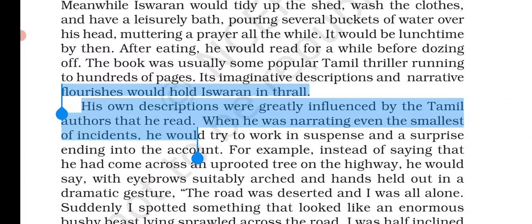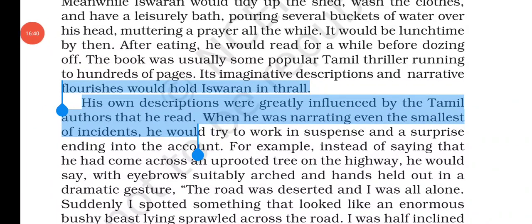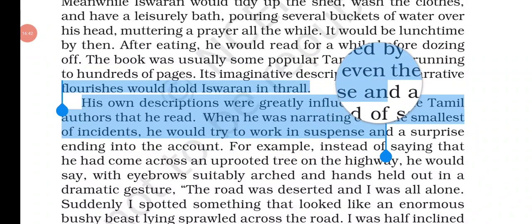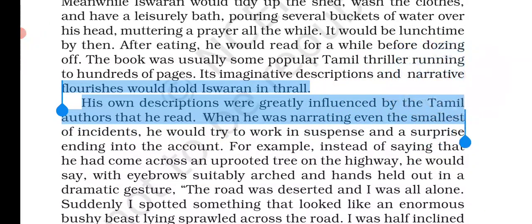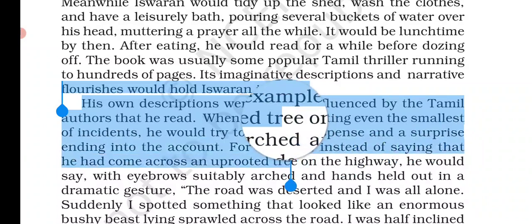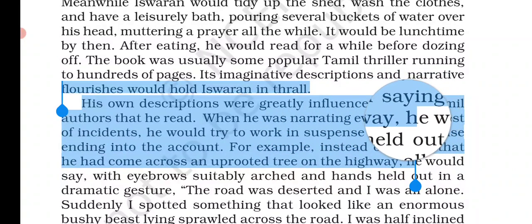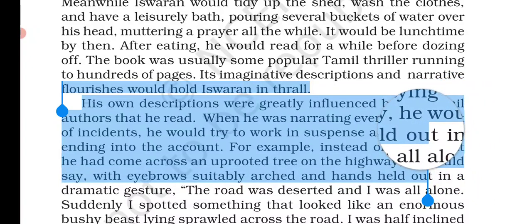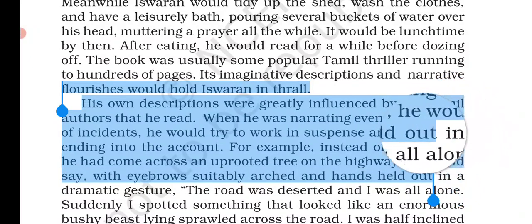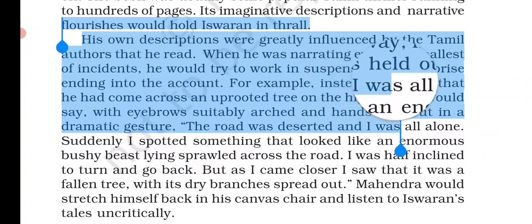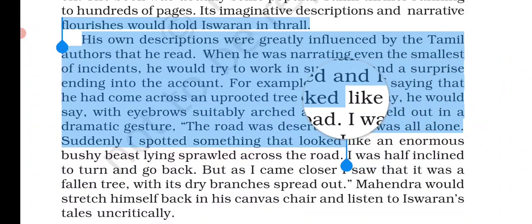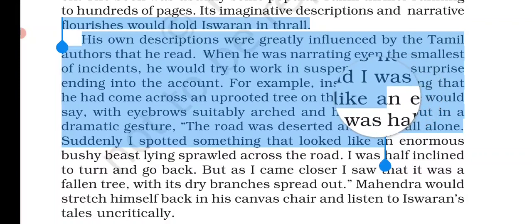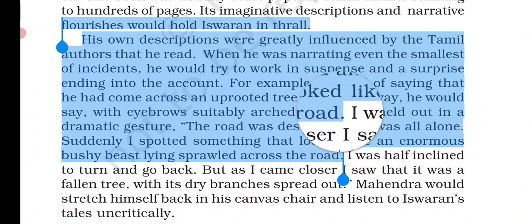And when he was narrating even the smallest of incidents, he would try to work suspense and a surprise ending into the account. For example, instead of saying that he had come across an uprooted tree on the highway, he would say, with eyebrows suitably arched and hands held out in dramatic gesture, "The road was deserted and I was all alone. Suddenly I spotted something that looked like an enormous, which means huge, bushy beast. Bushy means dense, beast lying sprawled across the road."